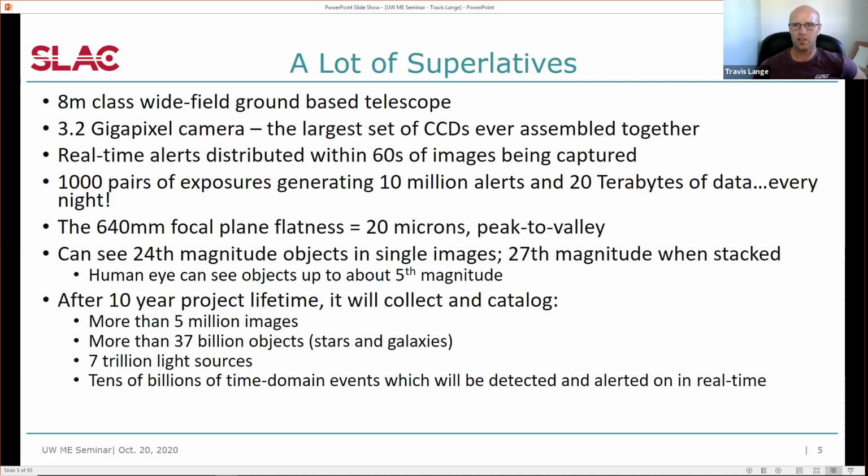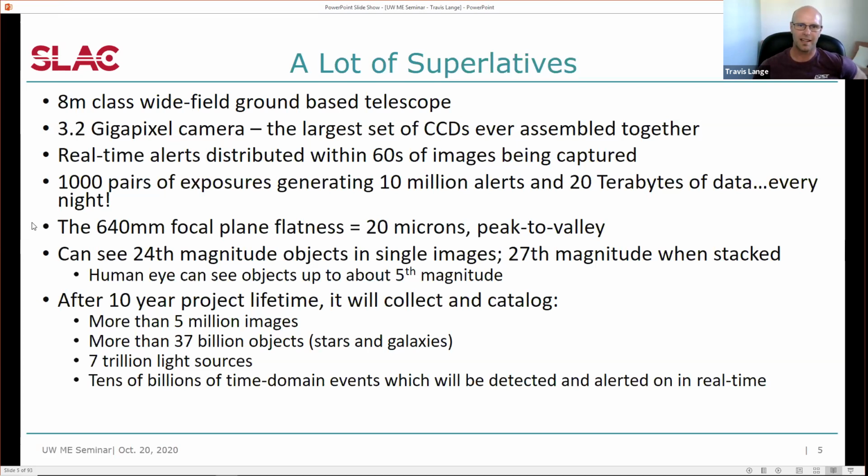And within 60 seconds of the shutter closing on the camera, it's actually going to send an alert to anybody who's interested. So it will send a real-time alert to anyone who's interested, including citizen scientists. So if you're interested in being a citizen scientist, you too can sign up for one of these alerts, and you get an alert on your phone, and you can take your own microscope or telescope and train it to whatever coordinate it says to look. So that's pretty exciting. The focal plane itself is 640 millimeters across, so it's a very large array of CCDs.